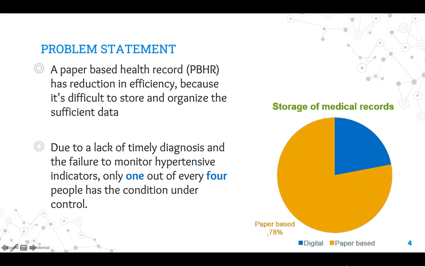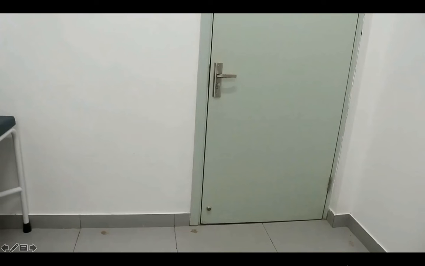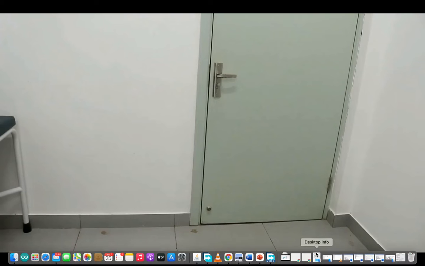Now, in order to diagnose hypertension, the medical personnel require data from the patient to be able to track the condition. Because of lack of timely diagnosis and failure to monitor the condition or the indicators of the condition, only 1 out of every 4 persons has the condition under control. Now, this is a short demonstration of a typical hospital setting in low and middle income countries.